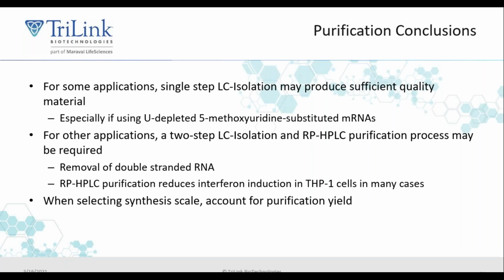So all in all here, purification strategies can be a great way to post-transcriptionally aid in minimizing innate immune activity. LC isolation may produce sufficient quality material for your needs, especially if you're U depleting your sequence and using 5-methoxy-U substituted mRNA. But if dsRNA, double-stranded RNA, is a major concern for your application, reverse phase HPLC is always a possibility. It works quite well for this purpose, but you will incur a yield loss with this production.